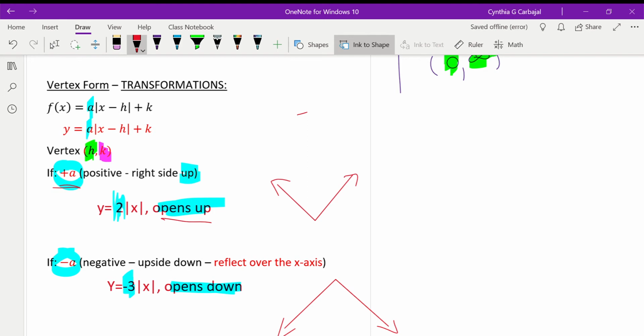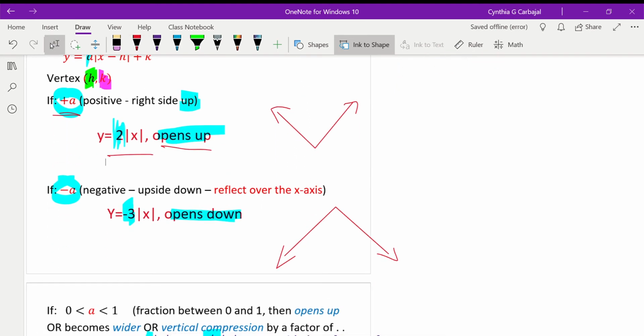Our example is y equals 2 absolute value of x. So it would open up, or it's also called a positive function. If it has a negative, so our example here is y equals negative absolute value of x, then it would open downward, and it would be called a negative function. Also, it could be said it reflects over the x-axis. So just different ways they will say that.